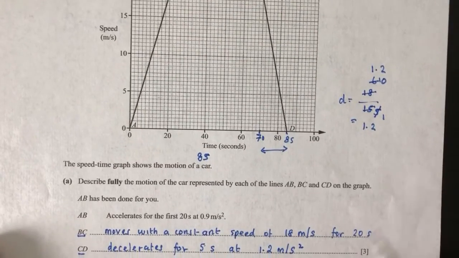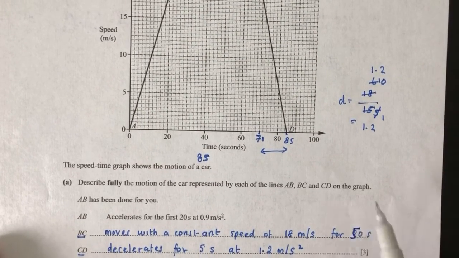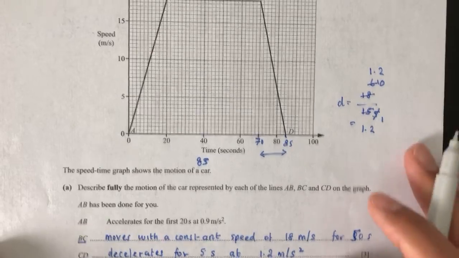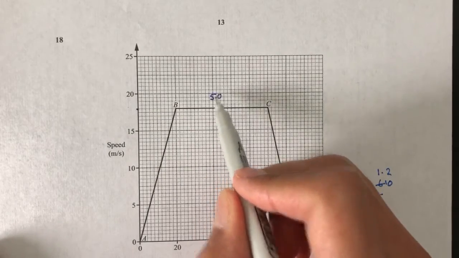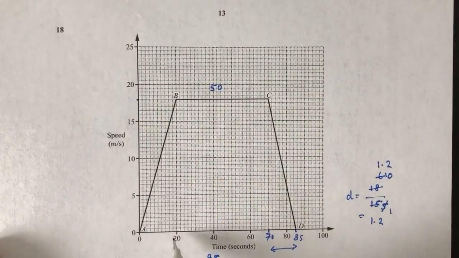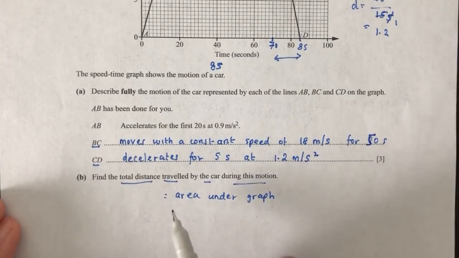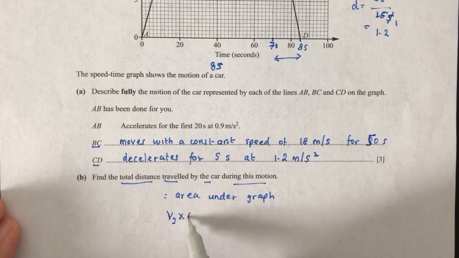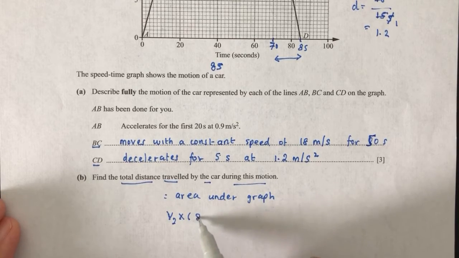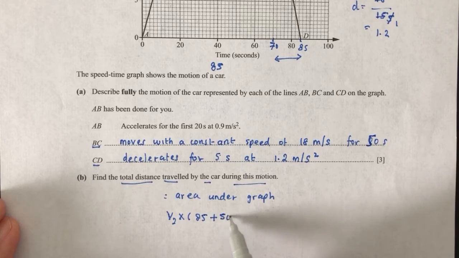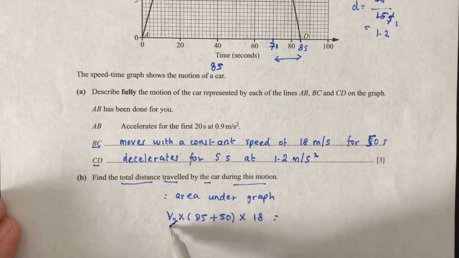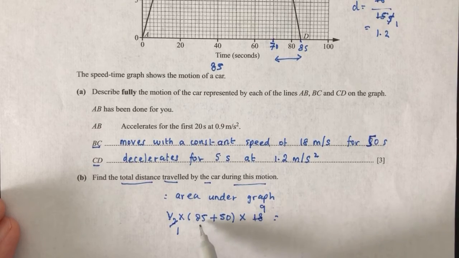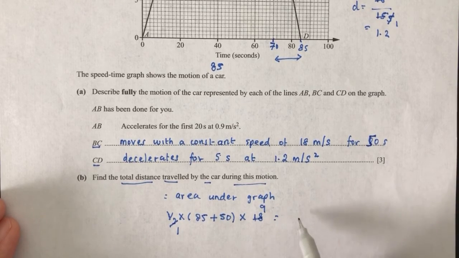Oh, okay, I made a mistake here. This is actually 50, because if we do 70 minus 20 it will be 50. So this side is 50, and the height in between will be 18. Okay, that's pretty easy. So area of trapezium will be half times the sum of both sides. We have 85 plus 50 times the height in between, which is 18. Now we simplify, we get 9. So we have 85 plus 50 will be 135 times 9.